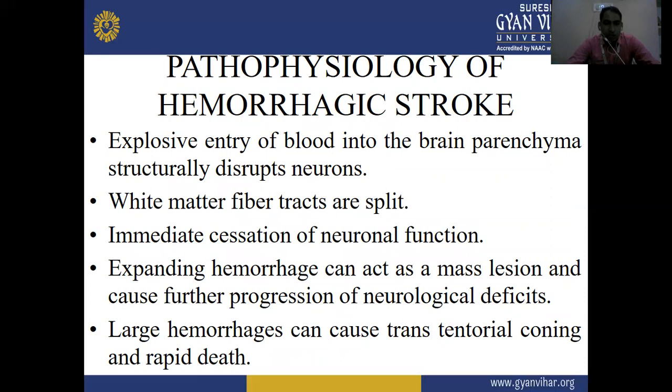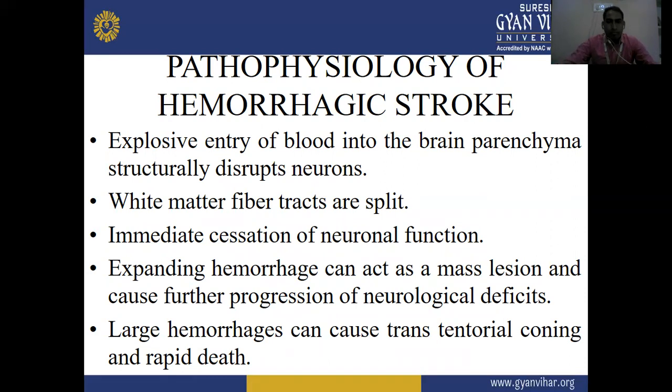Expanding hemorrhage can act as a mass lesion and cause further progression of neurological deficits, and a large hemorrhage can cause transtentorial coning and rapid death. Transtentorial herniation is a type of cerebral herniation, the movement of brain tissue from one intracranial compartment to another, also known as transtentorial coning.